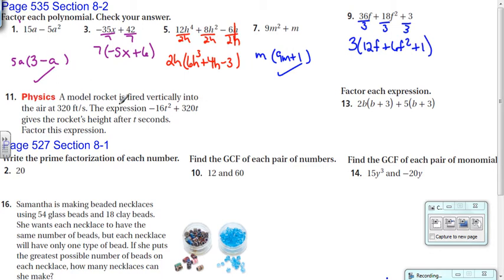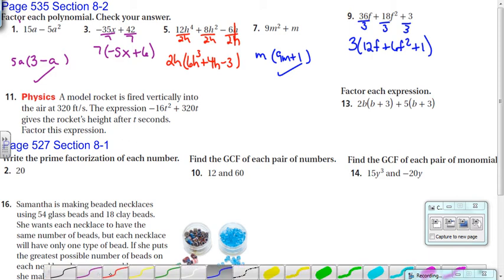Number 11, a model rocket is fired vertically into the air at 320 feet per second. The expression, negative 16t squared plus 320t, gives the rocket's height after t seconds. Factor this expression. So I need to figure out the greatest common factor between 16 and 320. This one's not quite so easy mentally, so I'm going to do factor trees to figure out my GCF.